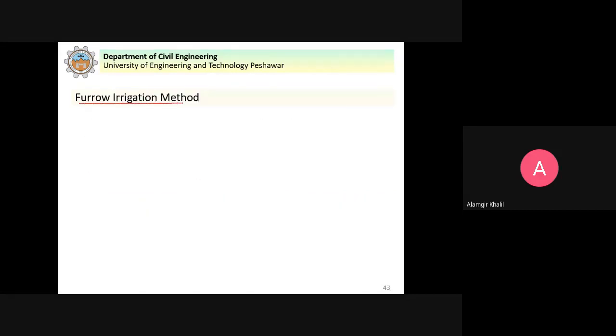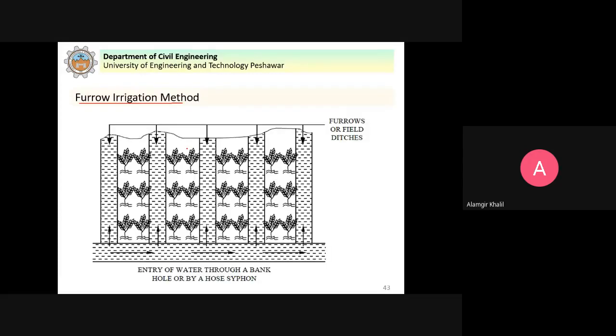Next, we have the furrow irrigation method. In the furrow irrigation method, furrows or field ditches are constructed on the land. The water is flowing in the ditch or narrow channel, and then from here the water only flows in these furrows. As compared to the other flooding methods, the water does not cover the entire surface, but only flows in these furrows. The water infiltrates into the root zone and supplies water to the crops that are grown here. This is known as the furrow irrigation method.